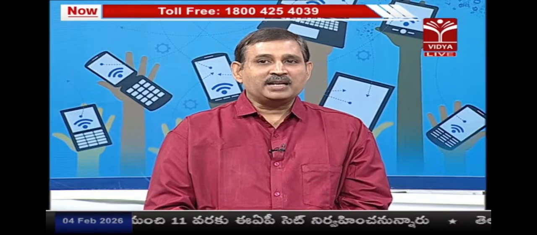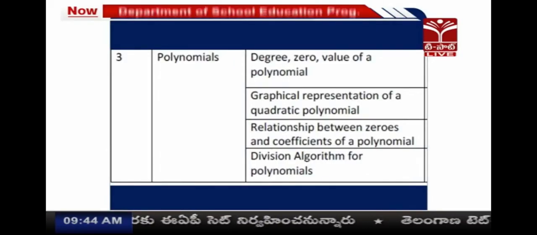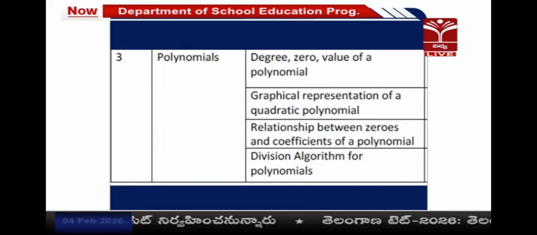Okay. Now let us move ahead to the next chapter, that is polynomials. Related to polynomials, again, what are the major concepts in polynomials and what sort of questions can we expect, Murthy garu? So degree of the polynomial, zero of the polynomial and value of the polynomial, and moreover the relationship between zeros and coefficients of a polynomial, and the division algorithm of polynomials, and after that the graphical representation of a quadratic polynomial.